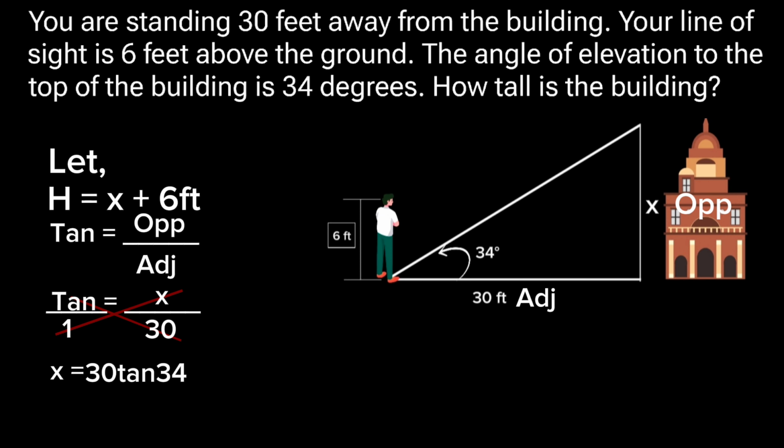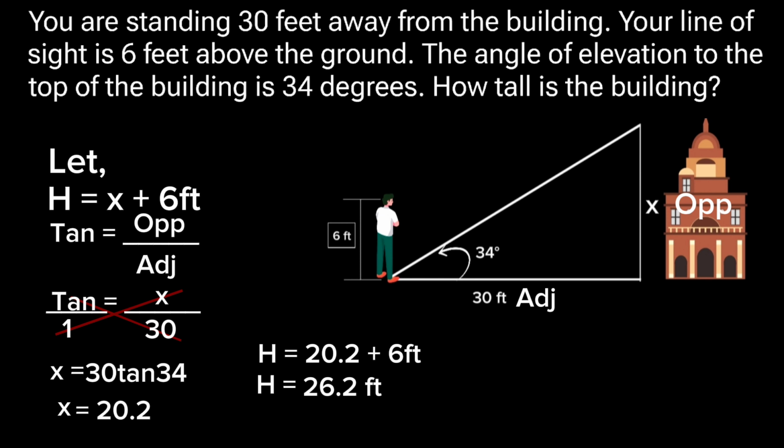So we can use our calculator to get the product. So x is equal to 20.2. But we're not done yet. The height of the building was x plus 6 feet. We need to substitute the x value, which is 20.2, plus 6 feet, which is equal to 26.2 feet. Therefore, the height of the building is approximately equal to 26.2 feet.